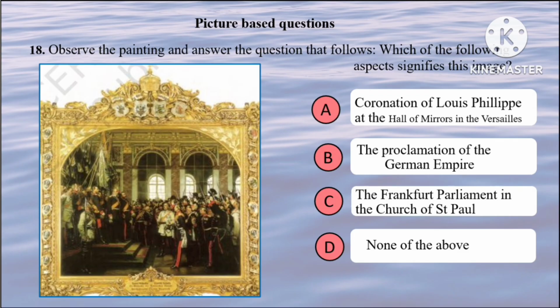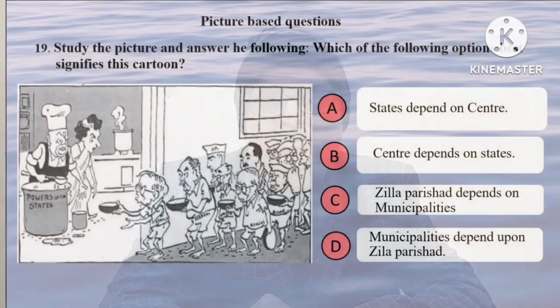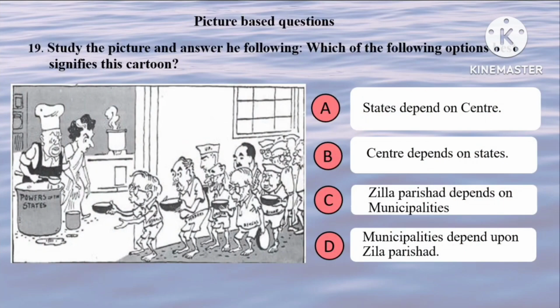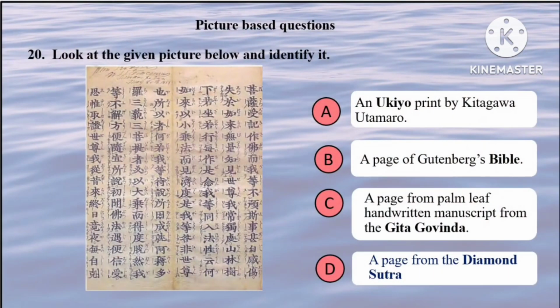Next, this is the proclamation of German Empire in the Hall of Mirrors in the Palace of Versailles, so the correct option is B. Next, this cartoon shows that the states depend on the center. The center is actually giving power to them. So the correct option is A. Next, this is undoubtedly a page from Diamond Sutra. So the correct option is D.